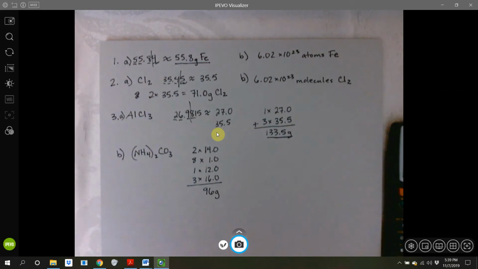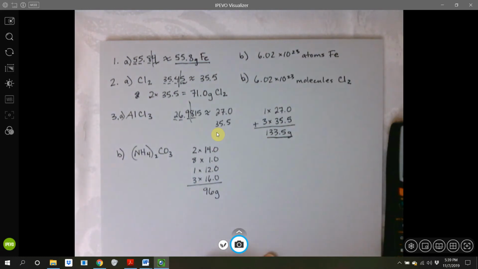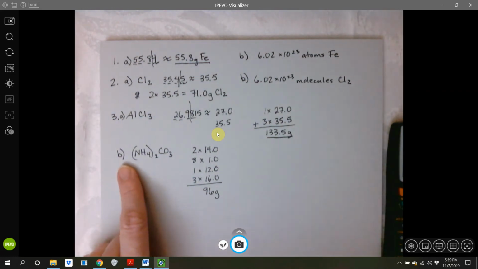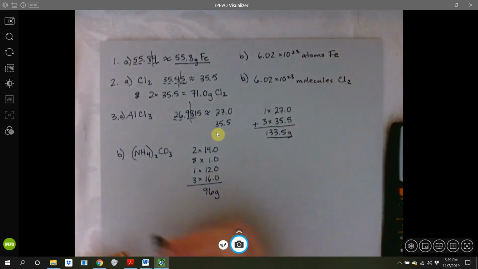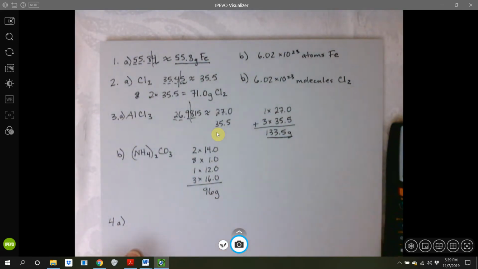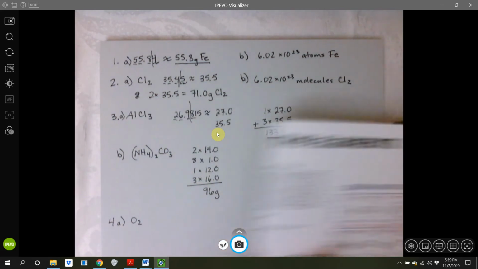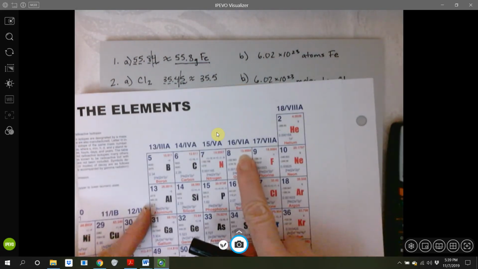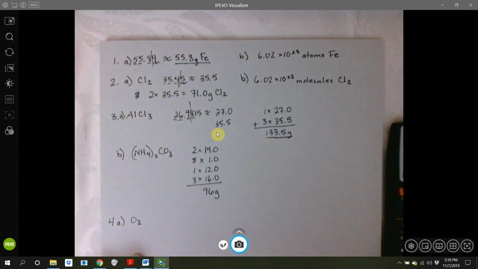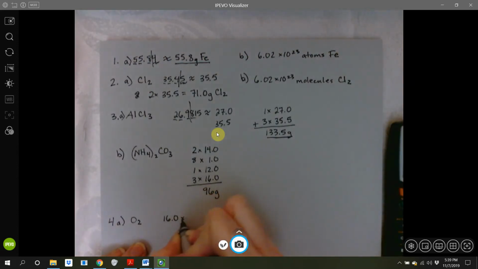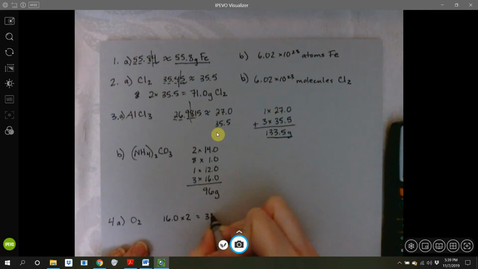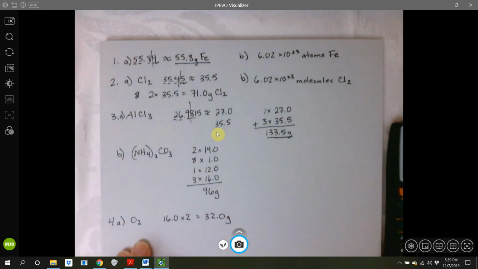Next, it says, let's see, 4A, what is the mass of 1 mole of oxygen gas? So oxygen gas is O2. If we look at our periodic table, it's 16.0, and we're rounding up there. So 16.0 times 2 gives us 32.0 grams for the molar mass of oxygen gas.